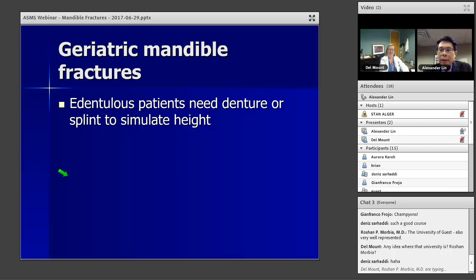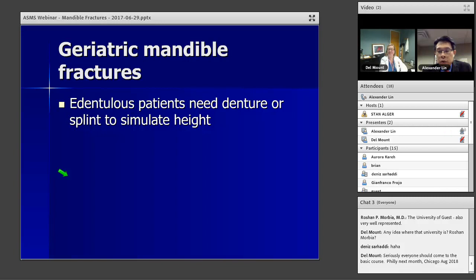Good. So I think that's what our goal was, to hit the 15-minute mark and do a few cases. Anyone have any questions at this point before we go on to cases? Wow, what a great crowd.